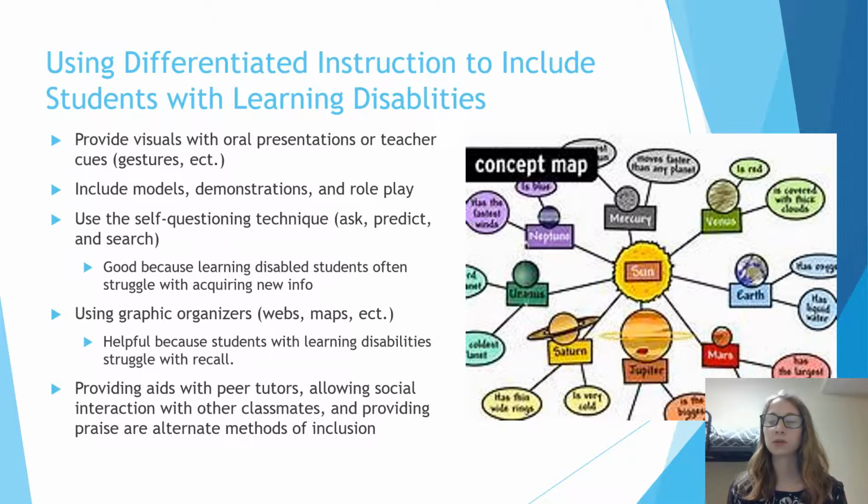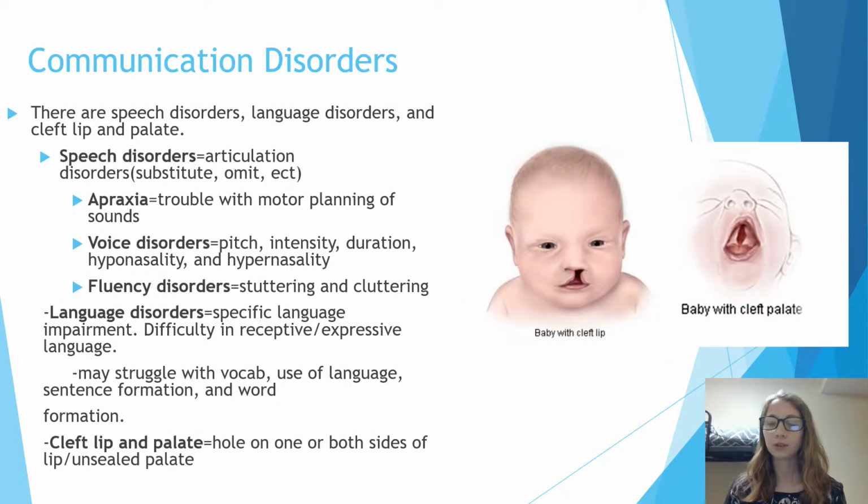You can help include these students by providing visuals for them, so that way if they struggle with reading things, they can see the information instead. Also, you can use the self-questioning technique, which helps students because they will struggle with acquiring new info a lot of times. So if they ask themselves the questions, it's really helpful to them. You can use graphic organizers, which again organizes the information visually. An example of this would be like a concept map, which is pictured to the right. And also you can provide aids through peer tutors, make sure that the students are getting social interaction to be included, and provide praise.